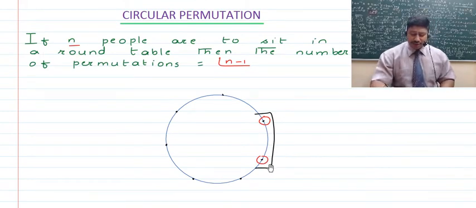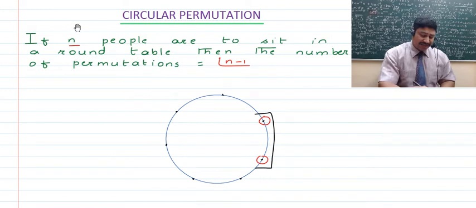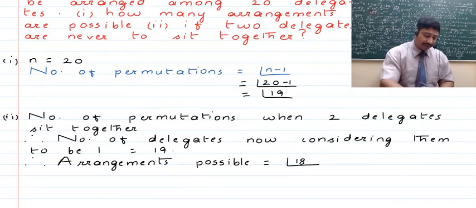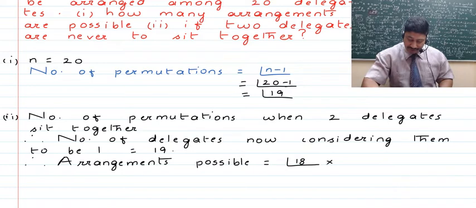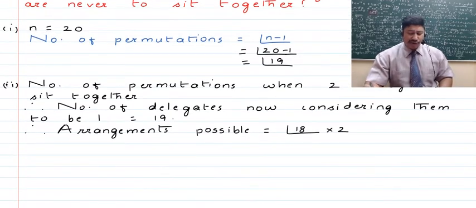That means you can make this person sit here and you can make this person sit here. Or in other words, this can happen in 2 into factorial 18 ways, right? So as such, we will further multiply this by 2. Now children, here we want to find the number of permutations when these two people never sit together.